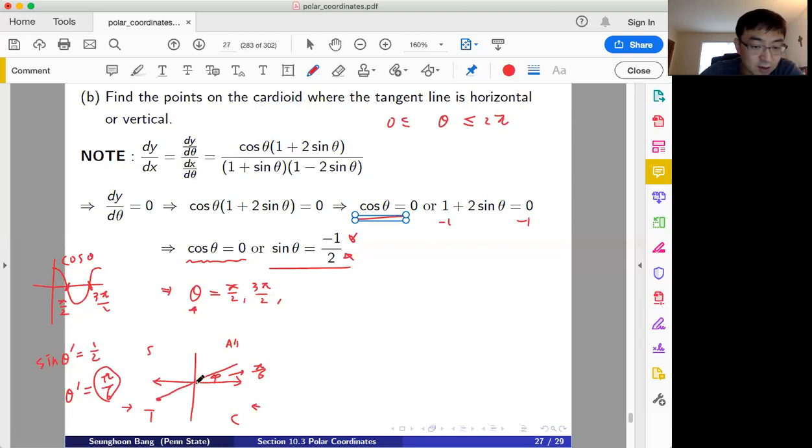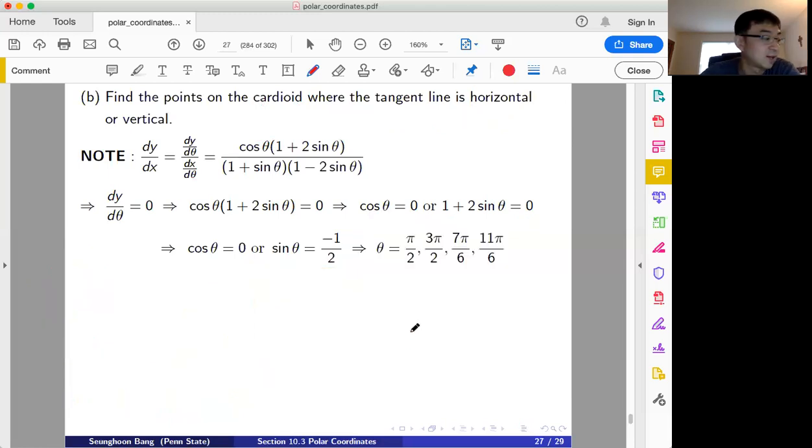Reflecting about the x-axis, this angle is 7 pi over 6. The other one, this angle is 11 pi over 6. We have two angles, 7 pi over 6 and 11 pi over 6. We have two more angles like this.